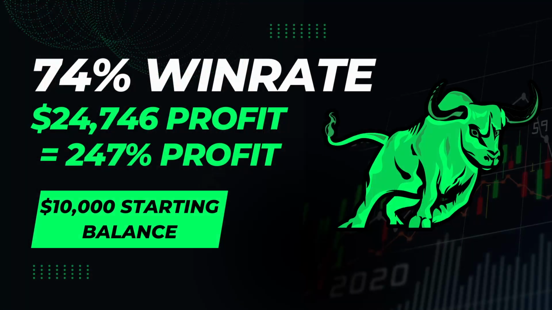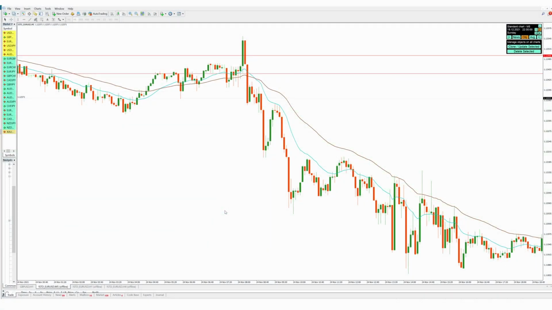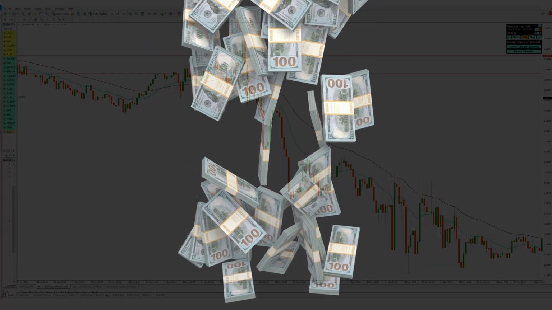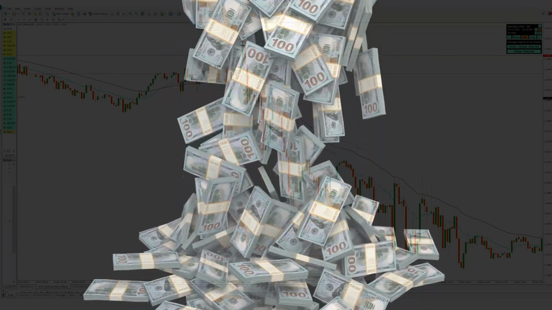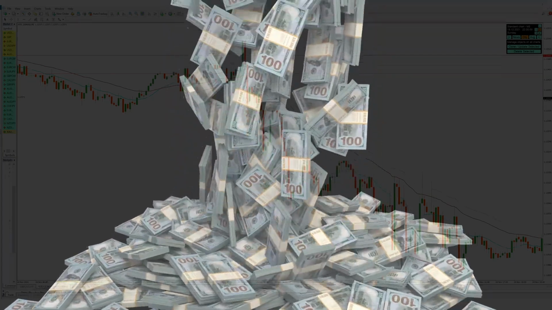This MACD hybrid strategy I'm about to show you is one of the highest win rate strategies that you can use in your trading. It's very simple to use, works in almost every single market, and most importantly, it makes money. Well, that's enough talk. You want to start making some money in the markets? Let's get straight into it.